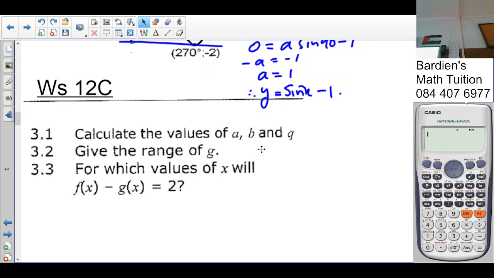For this question, we need to have an equation for g of x and an equation for f of x. Is there an equation for f and g here? No. So I can't answer the question. But just look at the question.